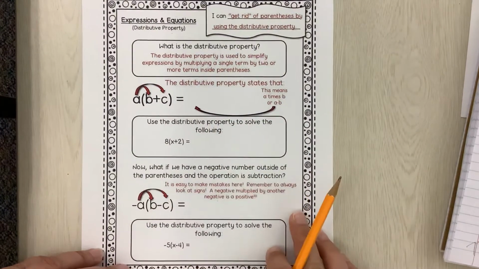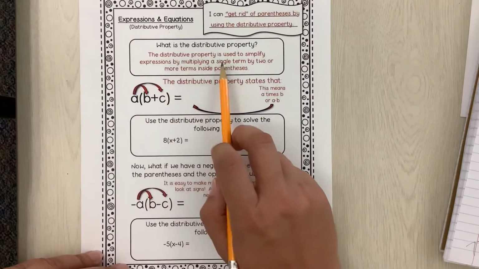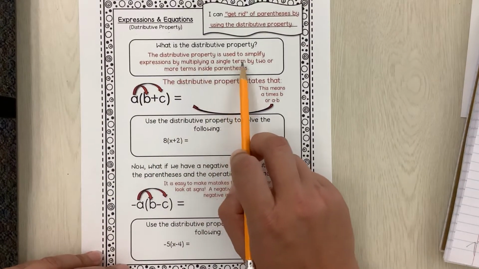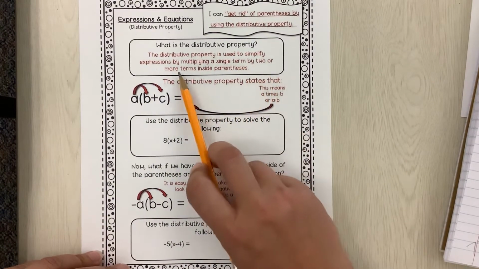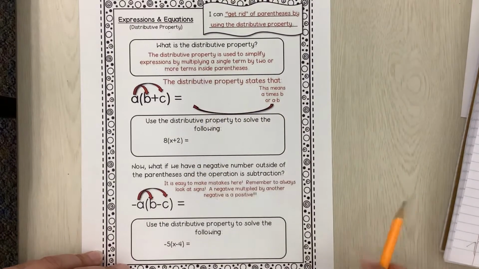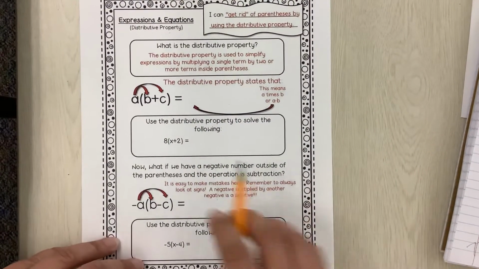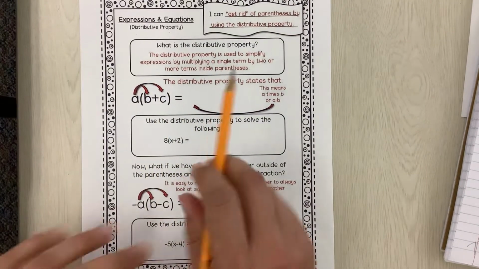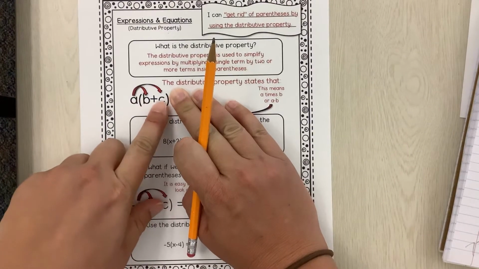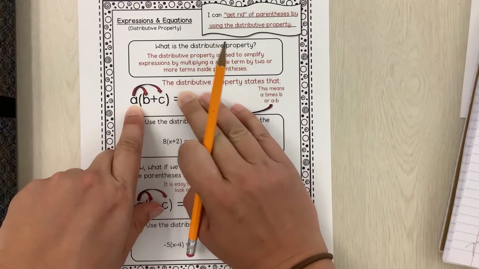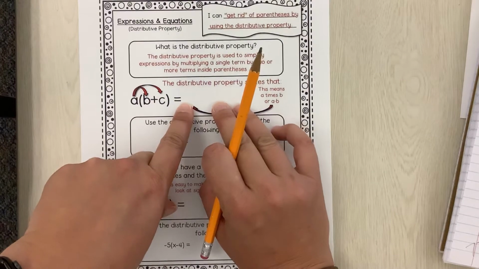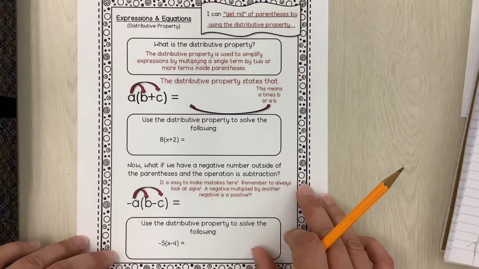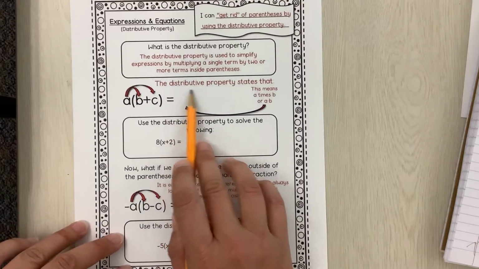So what is the distributive property? Well, the distributive property is used to simplify expressions by multiplying a single term by two or more terms inside parentheses. So let's talk about what that looks like. We talked about expressions and how expressions are any problems without an equal sign. So this right here is an expression. Once you make an equal sign and put something on the other end, it becomes an equation. It equals something, equation, okay? So let's go ahead and try the distributive property.